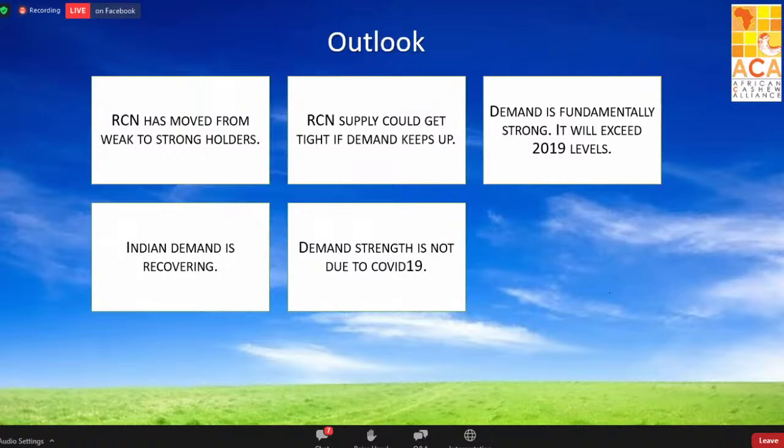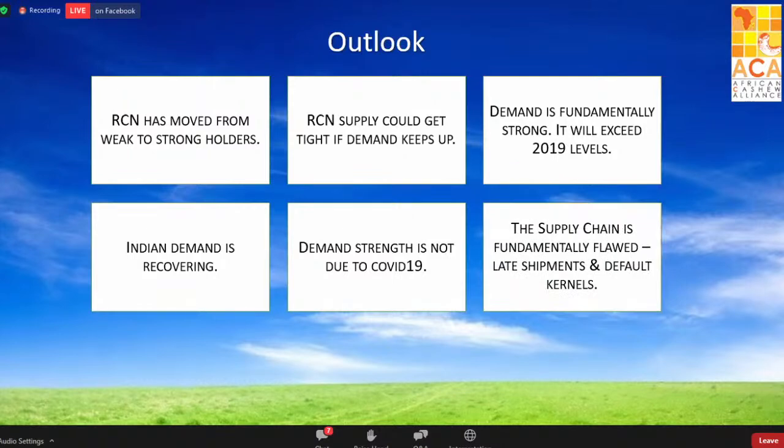I think it's important to note that the strength in demand is not simply due to COVID-19. I've mentioned this a couple of times. It would be easy to say that strong demand is a result of the pandemic. It's not. It's the result of a long-term trend which will continue.